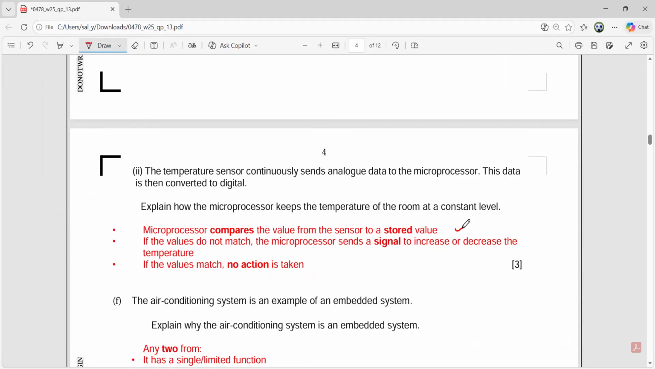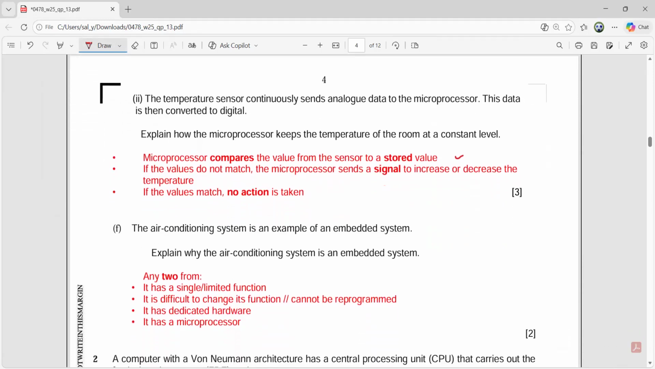If the values are not matching, the microprocessor is going to send a signal to either increase or decrease the temperature. But on the other hand, if the values are matching, there's no action taken. So this is a sort of constant process. The sensor is going to send the analog data to the processor, and the data will be checked repeatedly. Is it equal? No action taken. But in case it is not matching, it will either increase or decrease the temperature. Okay, I hope that there's no confusion till now.